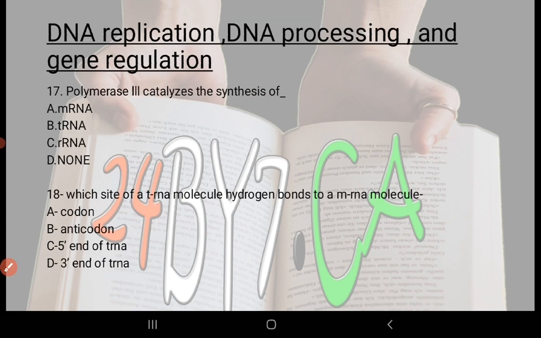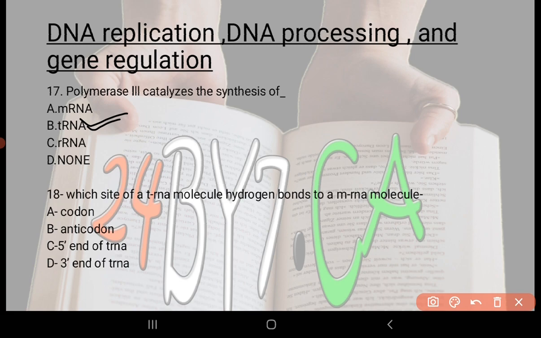Next question. Polymerase 3 catalyzes the synthesis of A. mRNA, B. tRNA, C. rRNA, or D. none. So the right answer is option B, tRNA. Polymerase 3 catalyzes the synthesis of tRNA, that is, transfer RNA.